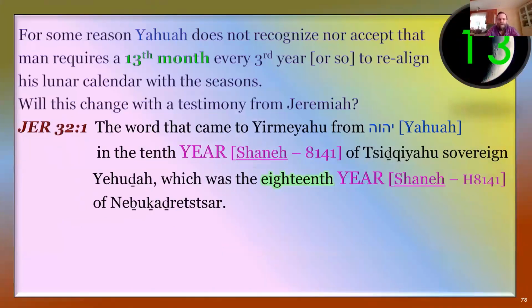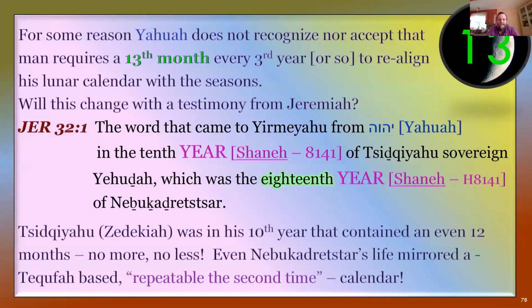For some reason, Yahuwah does not recognize nor accept that man requires a 13th month every 3rd year or so to realign his lunar calendar with the seasons. Will this change with a testimony from Jeremiah? Jeremiah 32:1: The word that came to Yirmiyahu from Yahuwah in the 10th year, that is Shaneh, of Tzidkiyahu, sovereign of Yehuda, which was the 18th Shaneh year of Nebuchadnezzar. Okay, there are 18 Shaneh years which have no lunar involvement whatsoever.